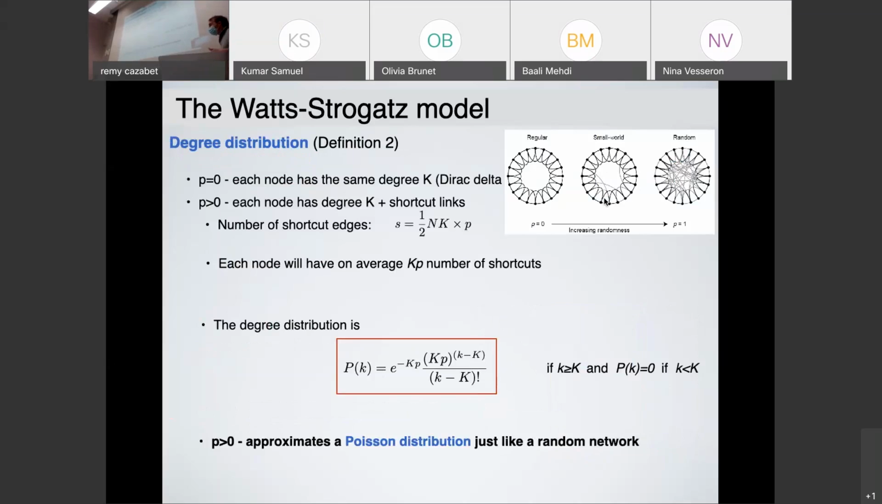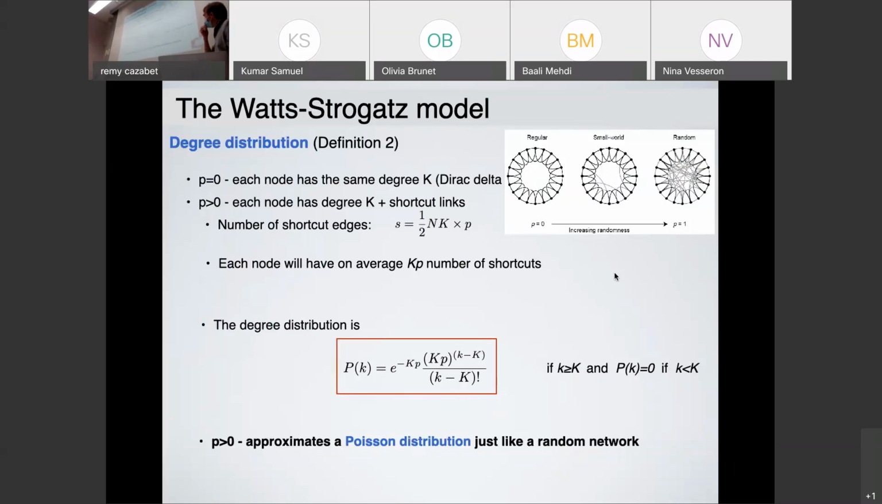So if we just look at the degree distribution, because this is something we have analyzed for the other graphs too, without going into details, you see that you start with a fixed degree. So if you have p equals 0, your degree is the same for all the nodes. And if we go towards p equals 1, we have a random network, and we have seen that in a random network, the degree distribution is Poissonian. Okay, so it's a bell shape.